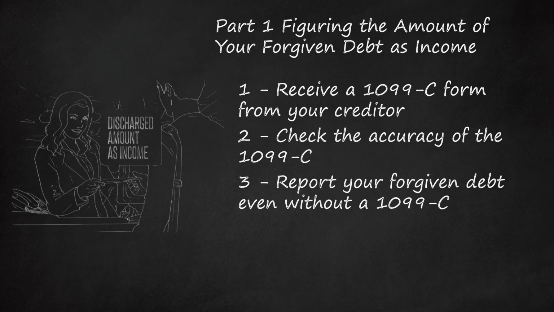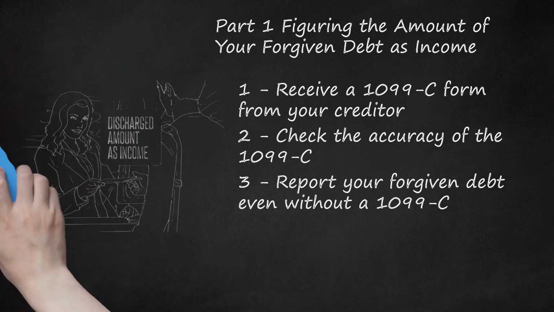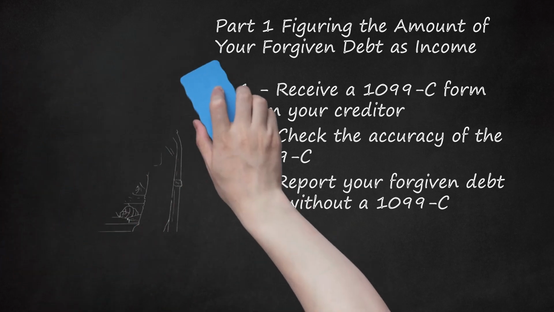Note that a 1099-C is only required for canceled debts of $600 or more. However, this does not mean that you don't have to report something less. If a bank canceled a debt of $500, you would not receive a 1099-C, but the amount is probably still income.